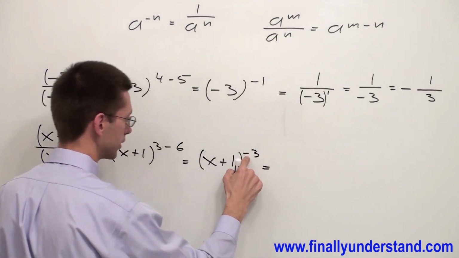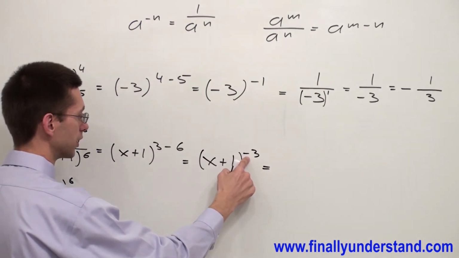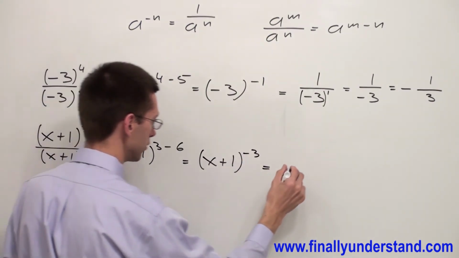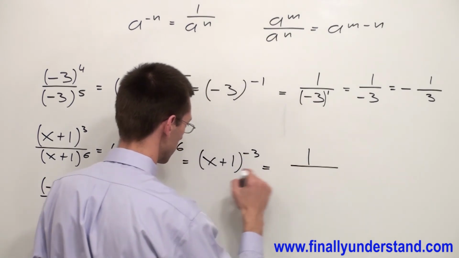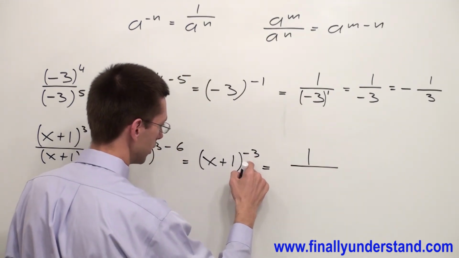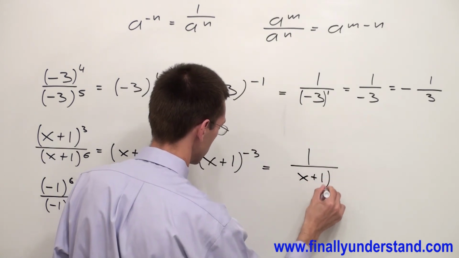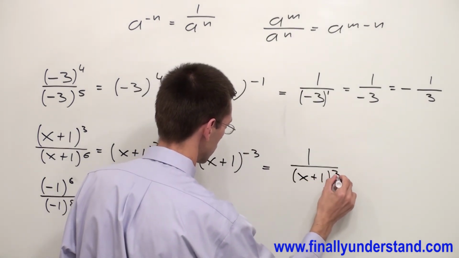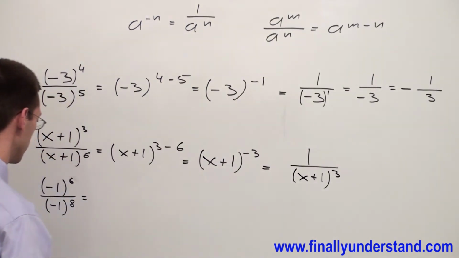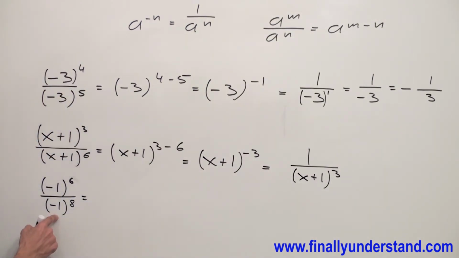Again, I have a negative exponent. We're supposed to convert a negative exponent to positive by writing the reciprocal of it and changing the negative sign to positive. So I'm going to have x plus 1 to the 3rd power. Okay, let's take a look at this example.